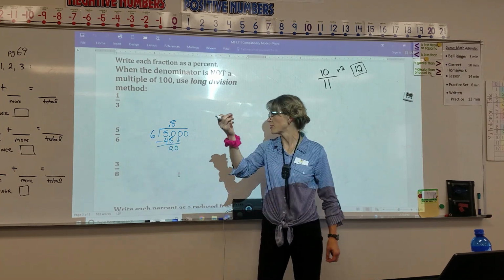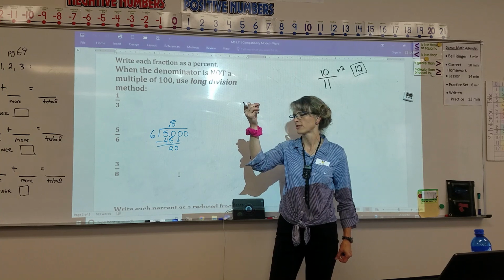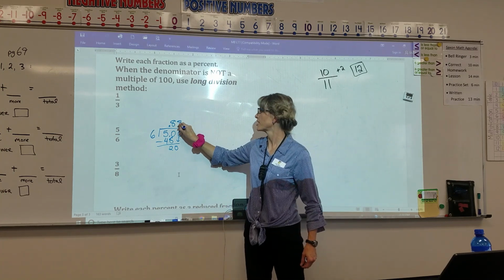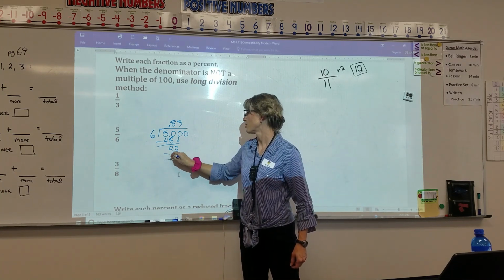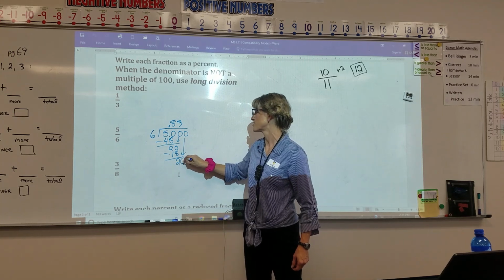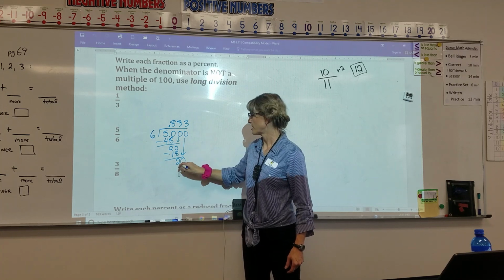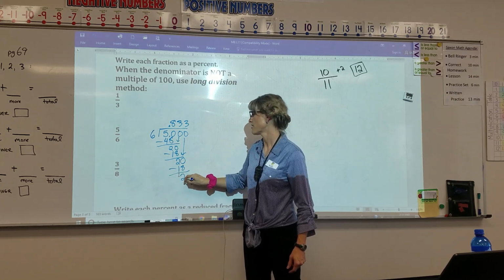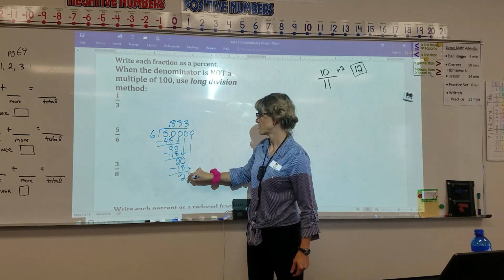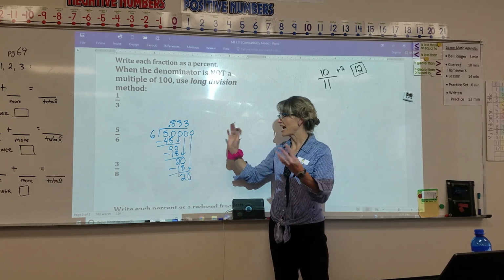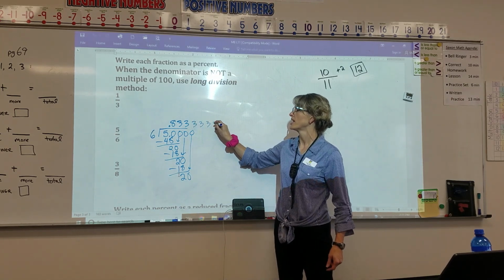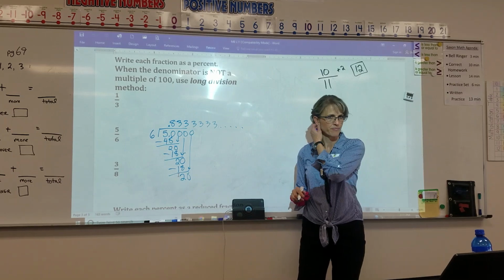6 goes into 20 how many times? Get ready? 3. 3 times 6 is 18. We subtract, we get a 2. We're going to bring down another 0. We already did this one, so it should be 3 again. 18. Subtract. Okay, 20, 20, 20. I now have established a pattern. I know it's going to be 3, 3, 3, 3, 3, 3, 3.